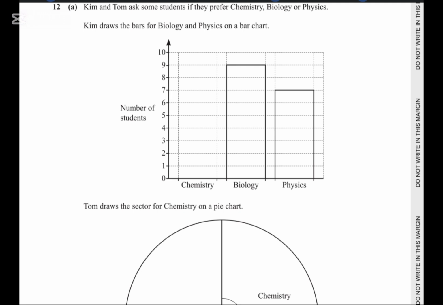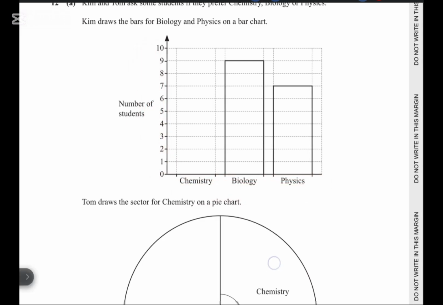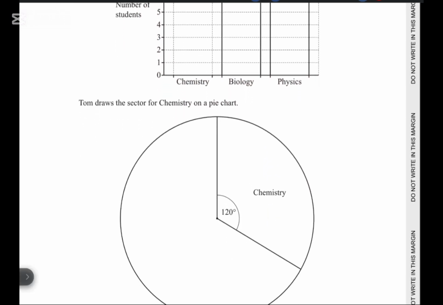Question number 12. Kim and Tom ask some students if they prefer chemistry, biology or physics. Kim draws the bars for biology and physics on a bar chart. So these are the two bars drawn on this bar chart. Number of students on the vertical axis, subjects on the horizontal axis. Then they have given us the pie chart. Tom draws the sector for chemistry on a pie chart. So he showed the sector of the part of chemistry using a pie chart. That is 120 degrees. This is the question.